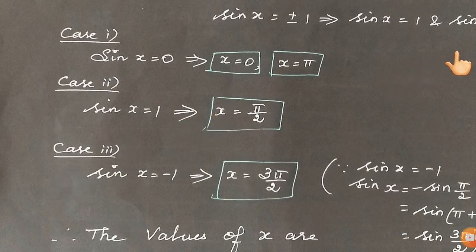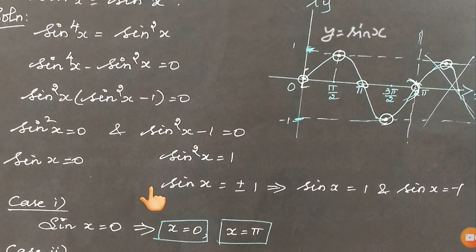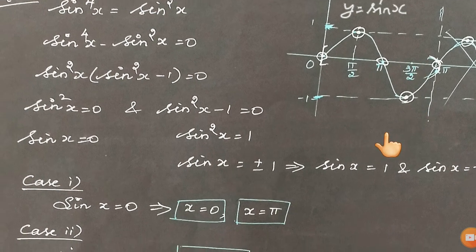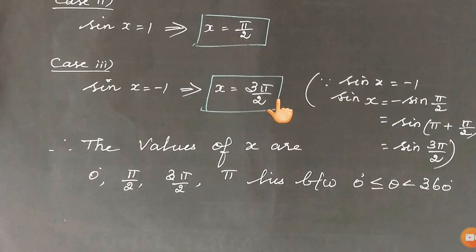Now case 3, sin x is equal to minus 1. Here draw the straight line y is equal to minus 1. See where it touches the curve. The curve touches the line when x is equal to 3π by 2. That is the only one. Does it touch anywhere else? From 0 to 2π only one value is there. Therefore we can write x is equal to 3π by 2.